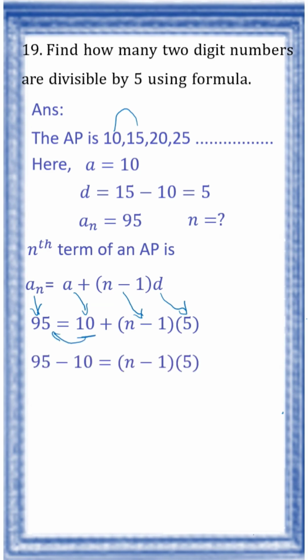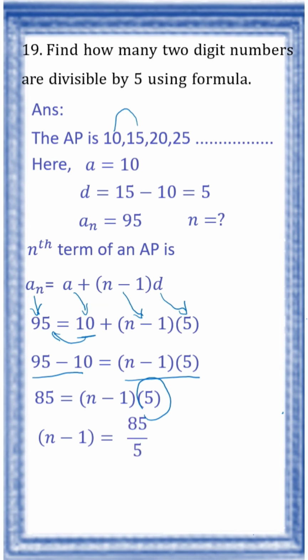Now transpose 10 to this side. What will you get? 95 minus 10 is equal to n minus 1 into 5. 95 minus 10 is 85 is equal to n minus 1 into 5. Now transpose 5 to this side. So n minus 1 is equal to 85 by 5, which is equal to 17. So n is equal to, transpose 1 to this side, 17 plus 1, that is 18. So the number of terms is 18.